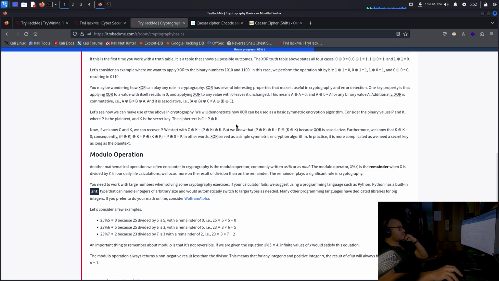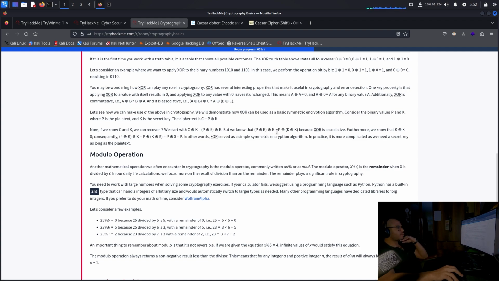Okay, let's see how we can make use of the above in cryptography. We'll demonstrate how XOR can be used as a basic symmetric encryption algorithm. Consider the binary values P and K, where P is the plaintext and K is the secret key. The ciphertext is C, P XOR K. Okay, now, if we know C and K, we can recover P. We start with C XOR K equals P XOR K XOR K.